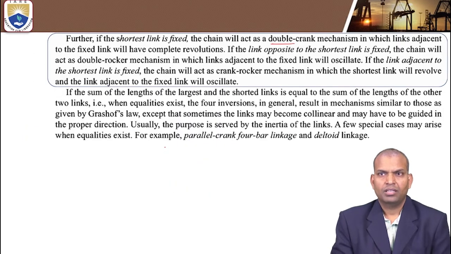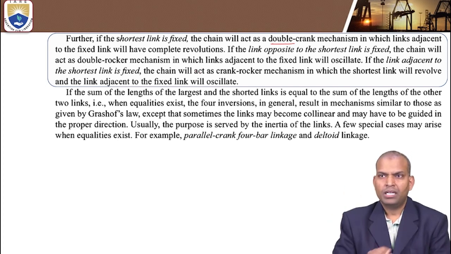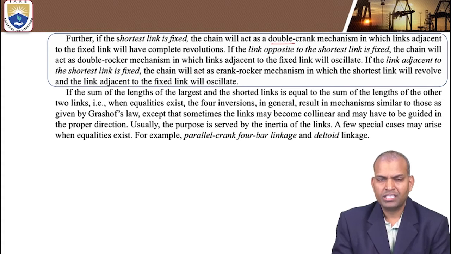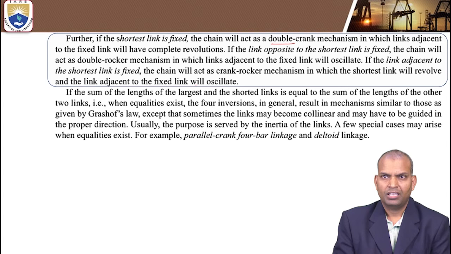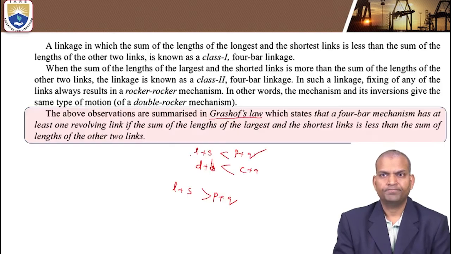And if the link opposite to the shortest link is fixed, then the chain acts as a double rocker mechanism, in which the links adjacent to the fixed link will oscillate. That's what rocking, oscillating means. And if the link adjacent to the shortest link is fixed, either A or C, then it is called a crank rocker mechanism.